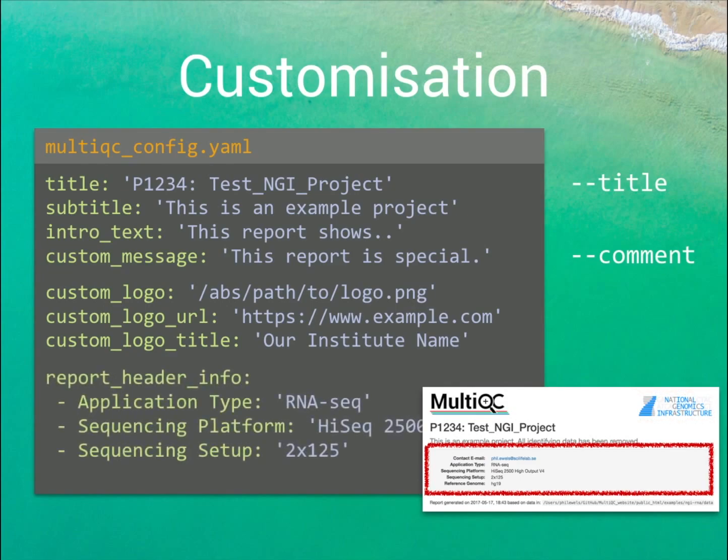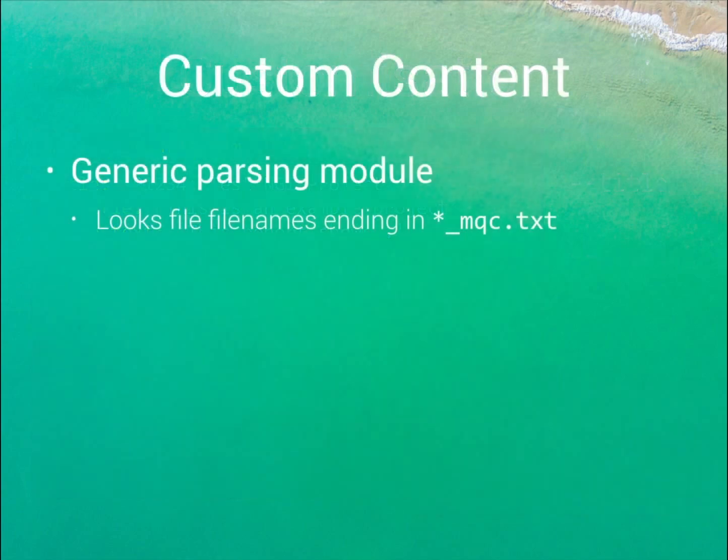Finally, there's this section of meta information which is on the project level, so it's not on the sample level, and you can add whatever key pairs you like here. So we've added an email address and an application type, but this is totally arbitrary. So if you have extra information that you'd like to save into the report, at report level, you can put this here into your config file.